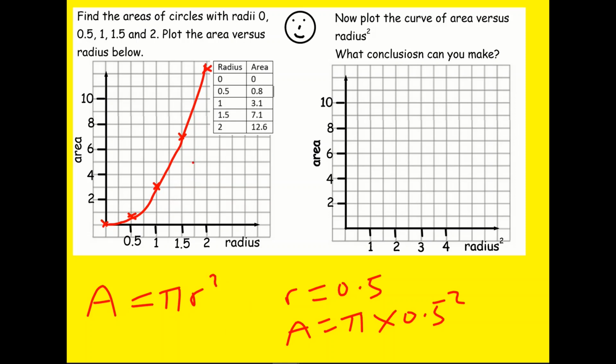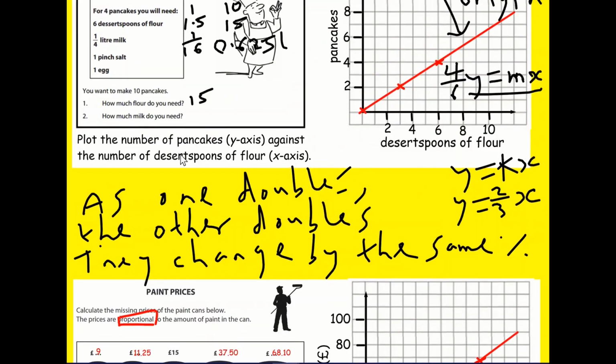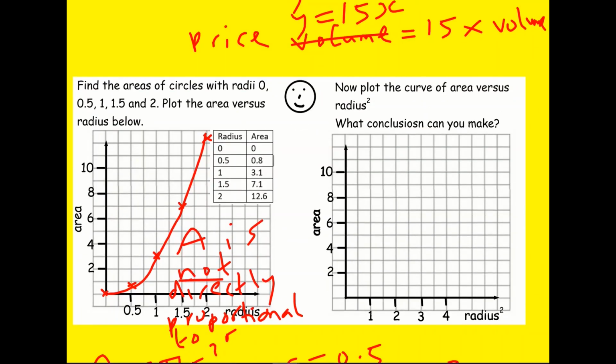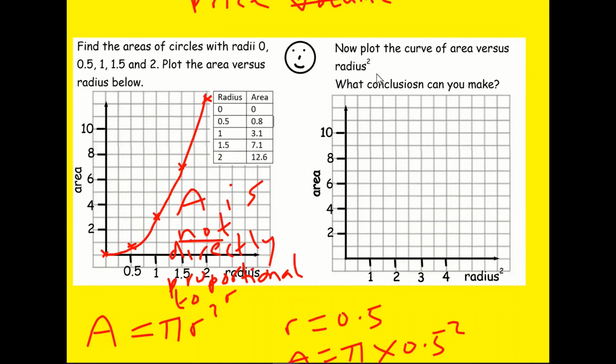But basically, I would say that A is not directly proportional to r. Okay, I don't get what I had before, and it's not a straight line. But what would happen if I plotted the curve of area versus r squared? Can you have a go at that and then make some conclusions, please?